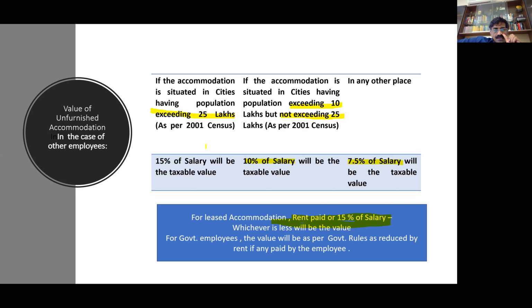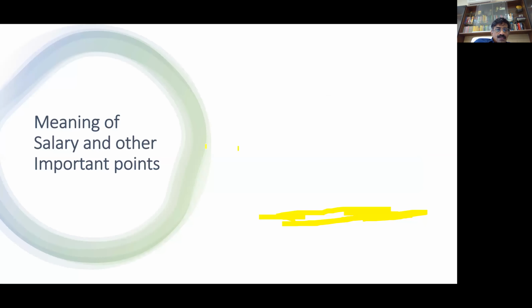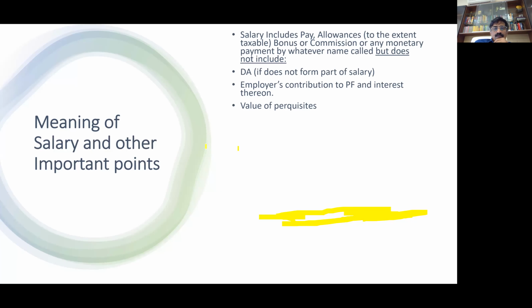If the population exceeds 25 lakhs, 15%; 10 to 25 lakhs, 10%; up to 10 lakhs, 7.5%. As already mentioned, if it is exactly 25, it will be 10%. If it is exactly 10 lakhs, 7.5%. For leased accommodation, population is not the criteria. For leased accommodation, rent or 15% of salary, whichever is less, will be taxable. For government employees, the valuation will be as per the government rules.